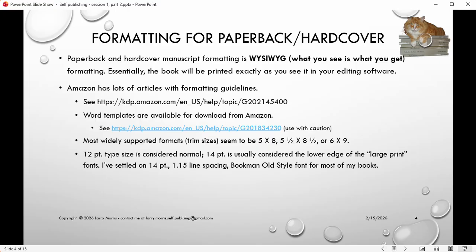12-point type is now considered normal. Thank goodness it's not 10 anymore. 14 point is usually considered the lower edge of the large print fonts. I've settled for most of my books on 14 point because a little bit larger type helps. 1.15 line spacing, which is a little bit more than single spacing, helps also. And Bookman Old Style is usually what I use, although from time to time I do waffle between that and something called Georgia. I encourage you to check both of those out.